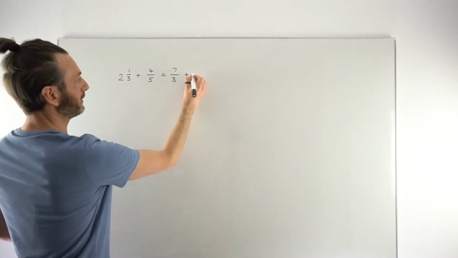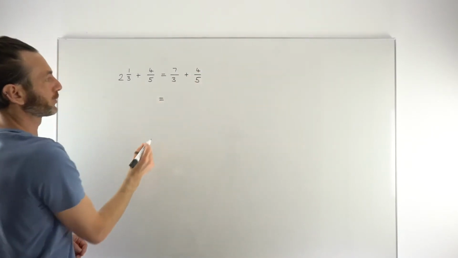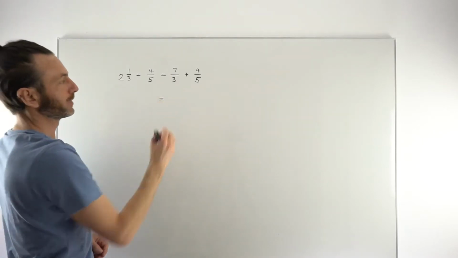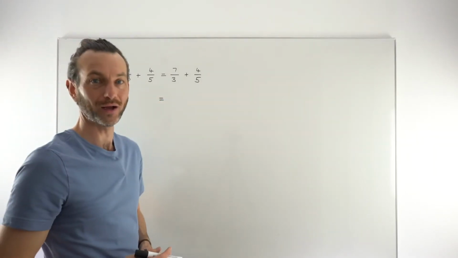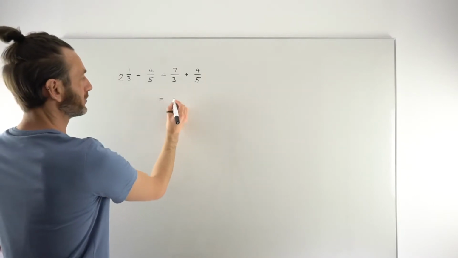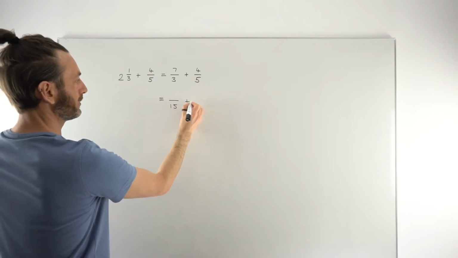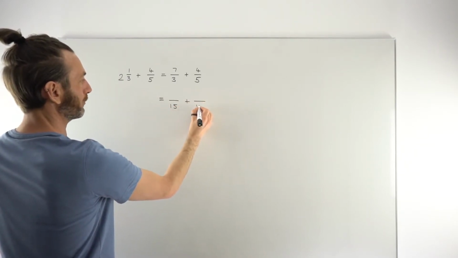And then we're just going to leave the fraction for the time being, so plus 4 over 5. So now we've changed it into adding two fractions. To add two fractions, they've got to have a common denominator. So we're going to multiply these denominators together to make the common denominator. So 3 times 5 is 15. So both fractions are going to become over 15.